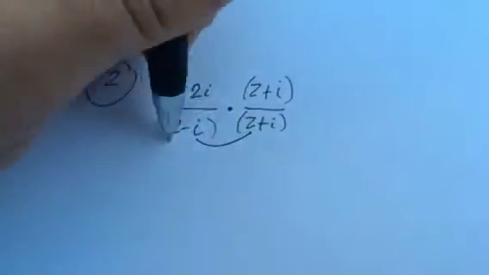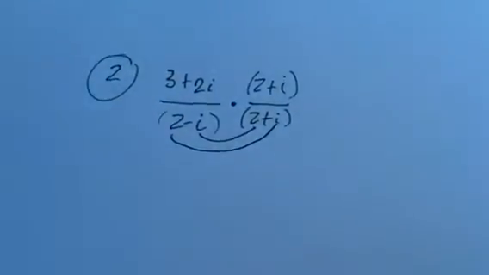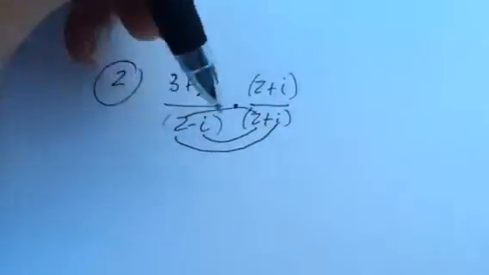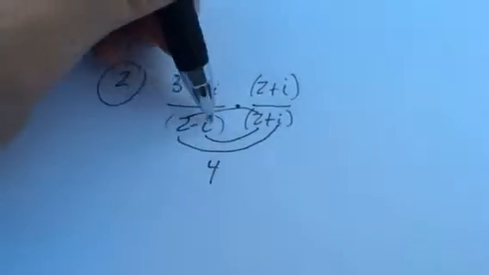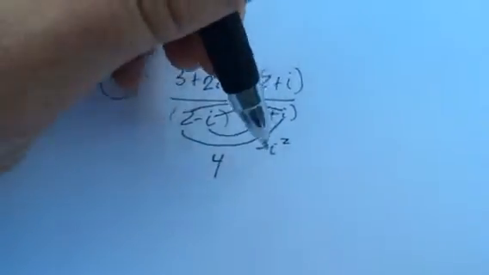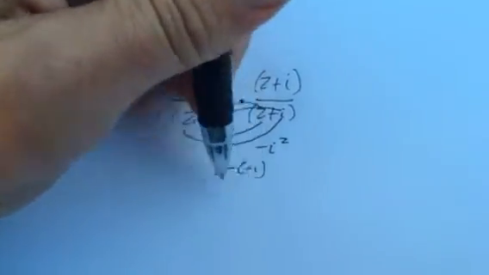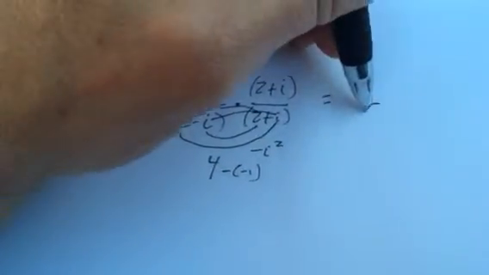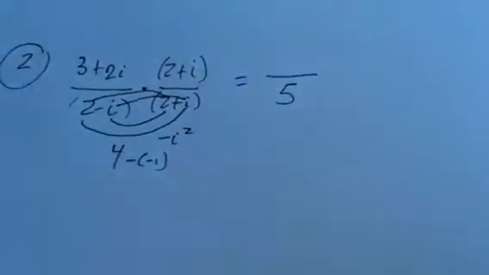Negative i times 2 is negative 2i. 2 times i is positive 2i, that cancels out. And then I have 2 times 2 is 4. Negative i times i, negative i squared. We know i squared is negative 1, so that's negative negative 1. So that denominator is going to end up being a 5. All right, on to the numerator.